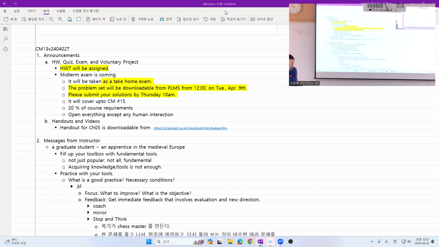Homework 7 will be assigned, and the midterm will be given as a take-home exam. I changed my mind because our progress in the material we are covering is so slow. So the problems will be downloadable from next Tuesday noon, and you have around 2 days to submit your solutions. The exam will cover up to class meeting 15, which will be Tuesday's class meeting.